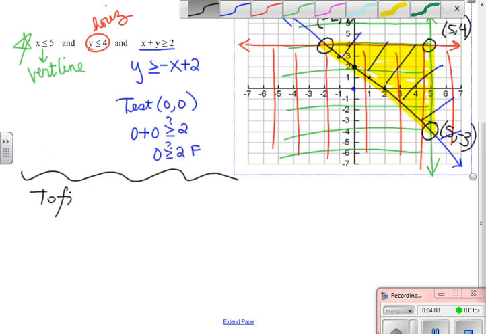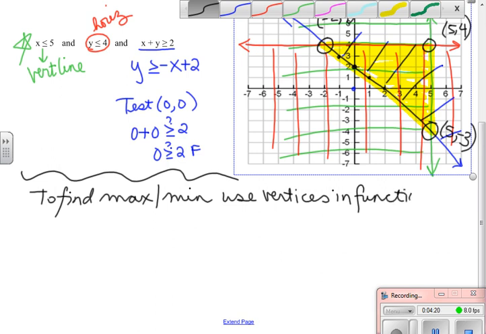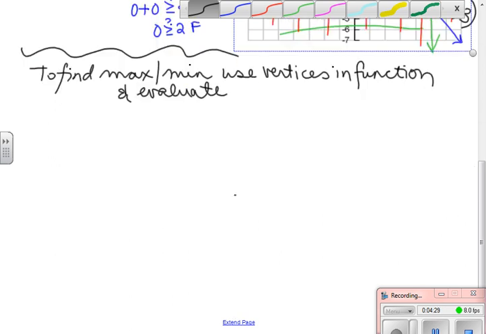And so we are looking at something like, to find the max and the min, use the vertices in the function and evaluate. So if you remember, the function they're asking us is f of x is equal to 3x minus 2y.